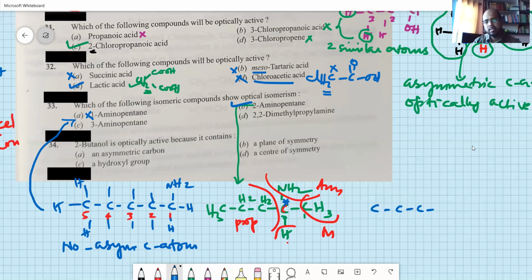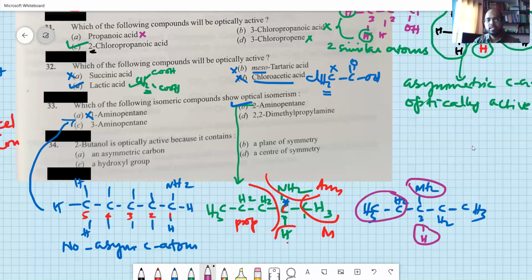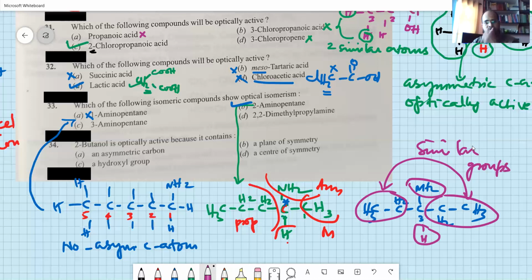C, C, C, C, C. Third carbon atom and NH2. Okay, CH2, H3C, CH2, CH3. So now you can see that if you have this particular atom that is attached here, this is a different group, this is a different group. This and this are similar groups. So therefore, they are also not optically active.